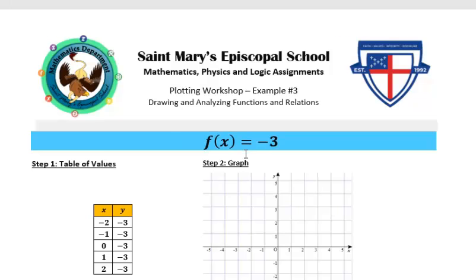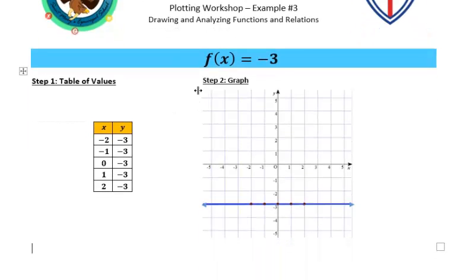Okay, we're working with a linear function that only has a number, which basically gives you a horizontal graph. We already did step 1 and step 2. Now we're going to work on step 3. Step 3 will be finding the intercepts.